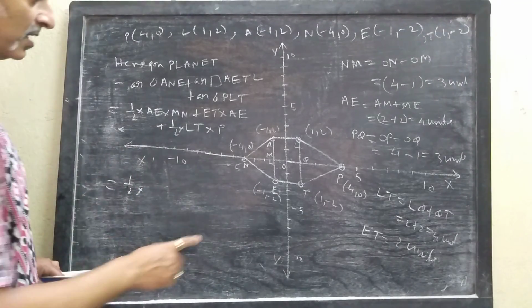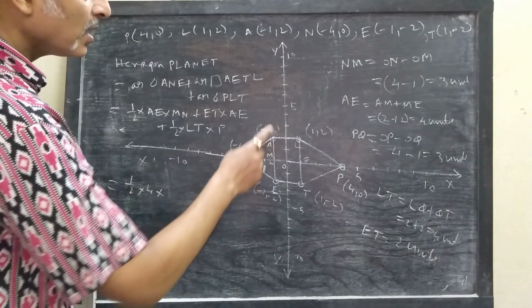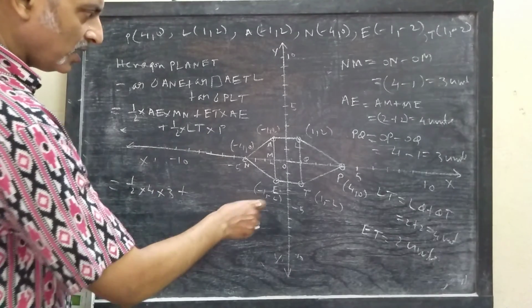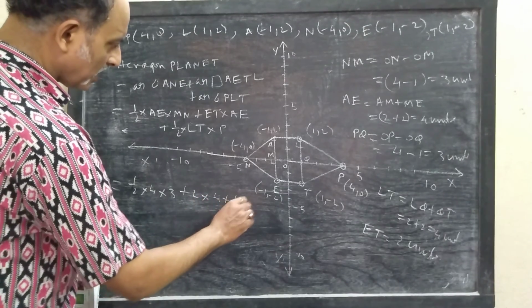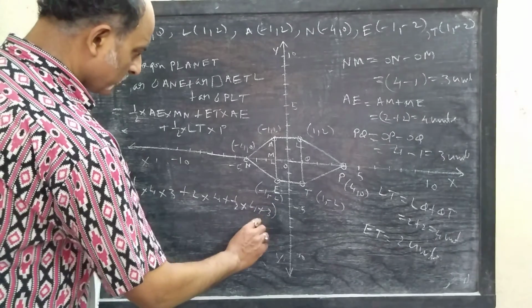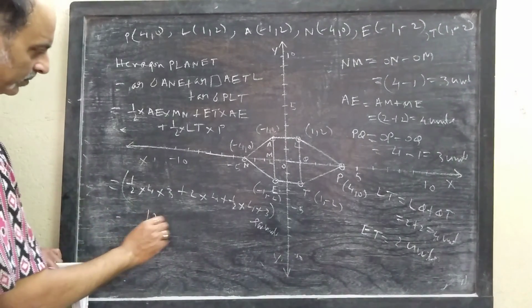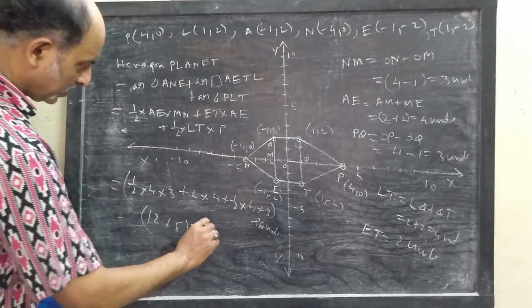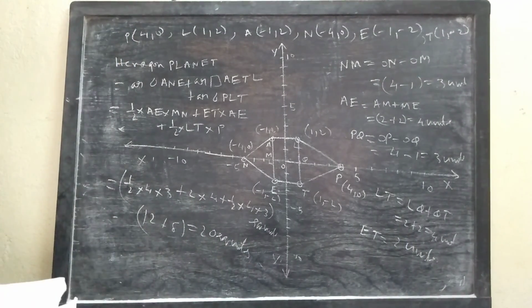Half into AE. AE is 4 units into MN. MN is 3 units, plus ET into AE. It is 2 units into this 4 units, plus half into the same thing, 4 into 3 square units. So this will be 12, half of 12 is 6, 6 plus 8 plus 6, 20 square units. Okay.